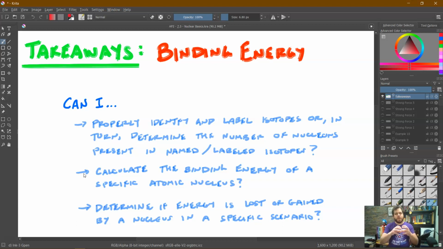Keeping in mind that if we add nucleons together, if we push them together, energy is released because some of the mass of those nucleons gets converted into this nuclear binding energy. And if we pull the nucleons apart, we pull the nucleus apart, I should say, well then we are adding energy to it, and that energy is becoming more mass in the individual nucleons.